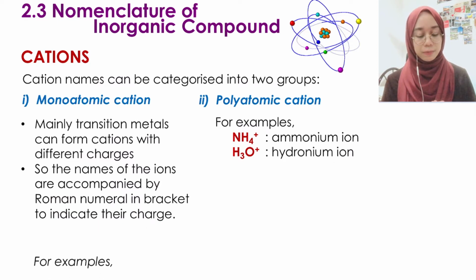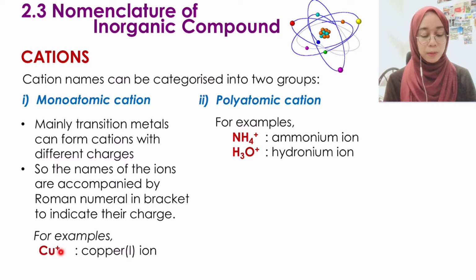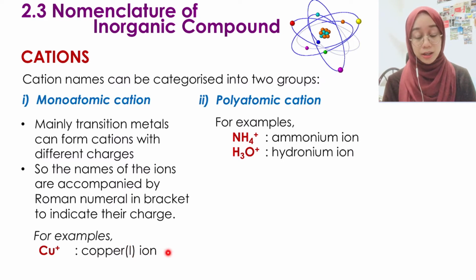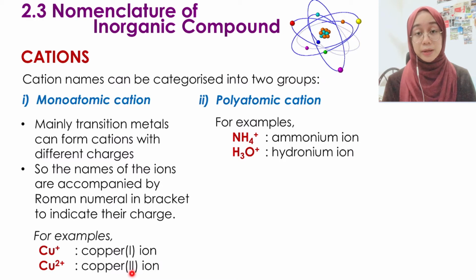Okay, so for example, kita ambil copper. Kalau dia adalah Cu+, therefore kita akan tulis copper dalam kurungan 1 ion. Dan 1 ni kita guna Roman numeral lah. Dan kalau kita ada juga Cu2+, since dia punya charge adalah 2+, therefore kita akan guna Roman 2 selepas nama dia, sebelum kamu letak ion ni. Okay, so dia akan jadi copper 2 ion.